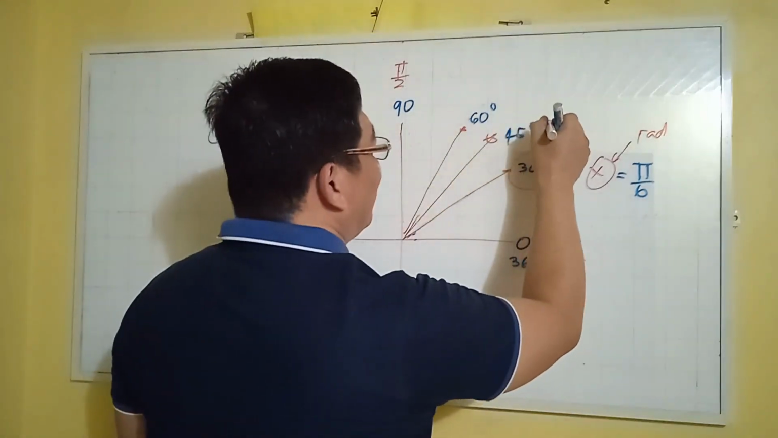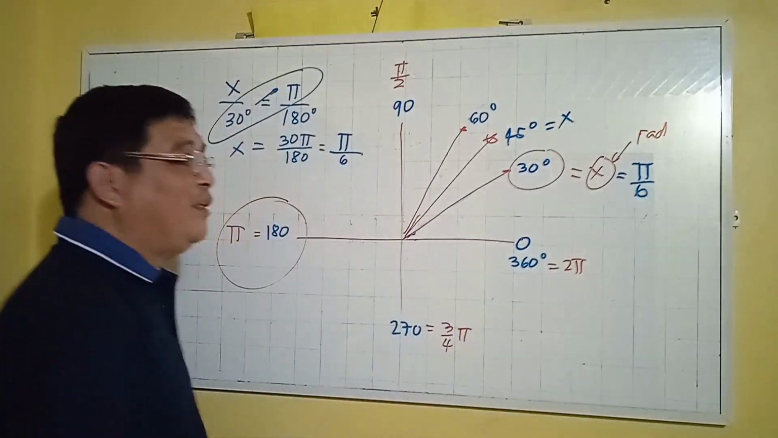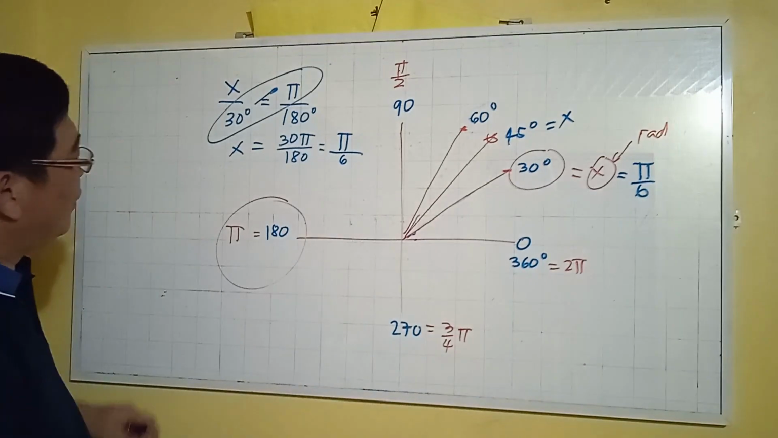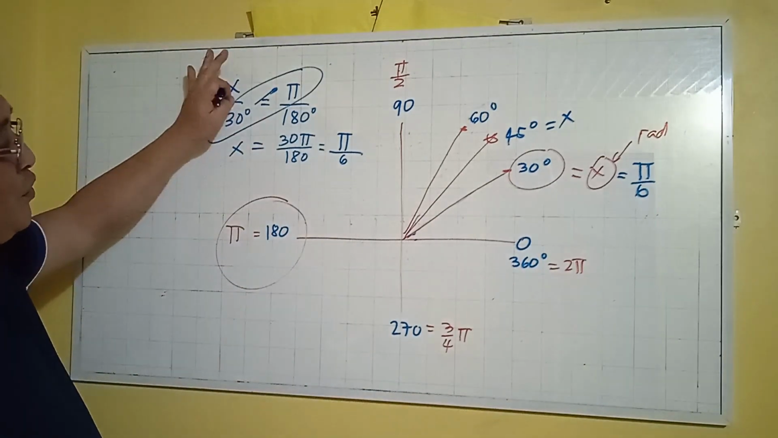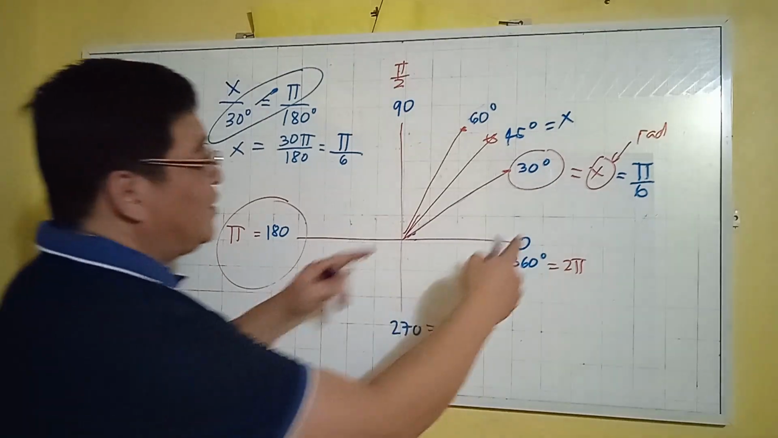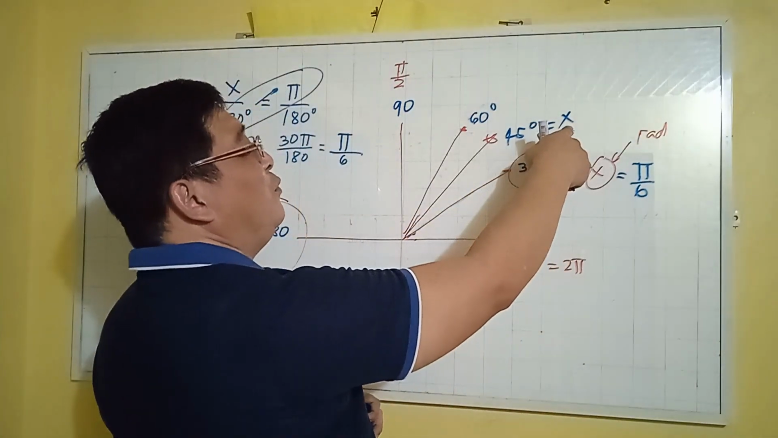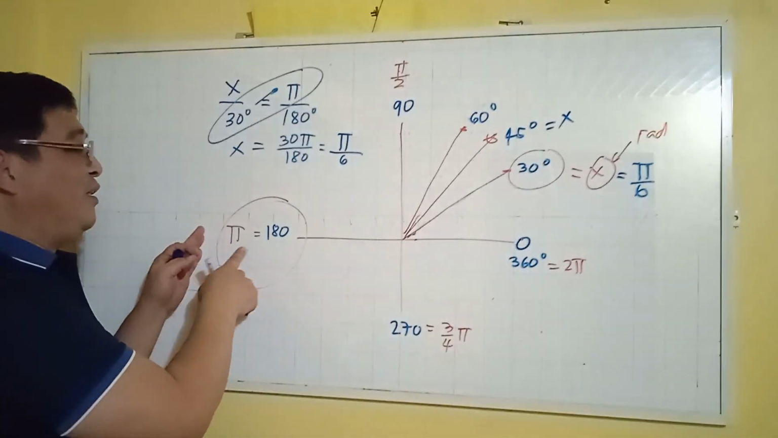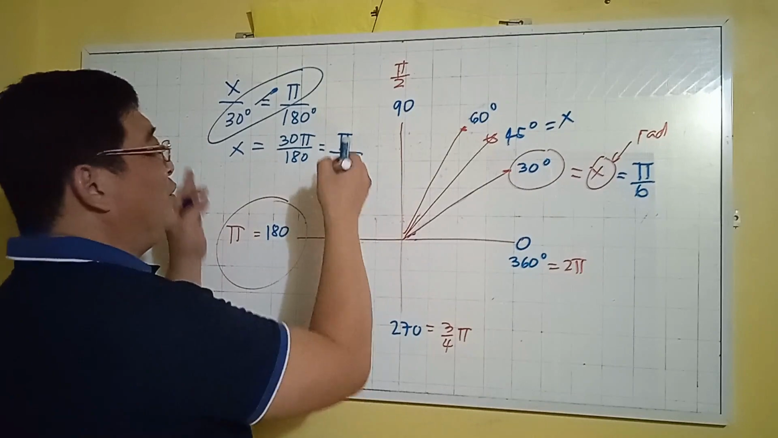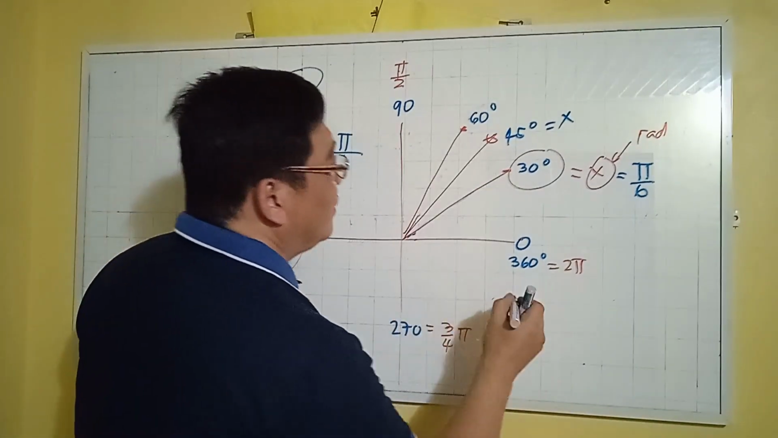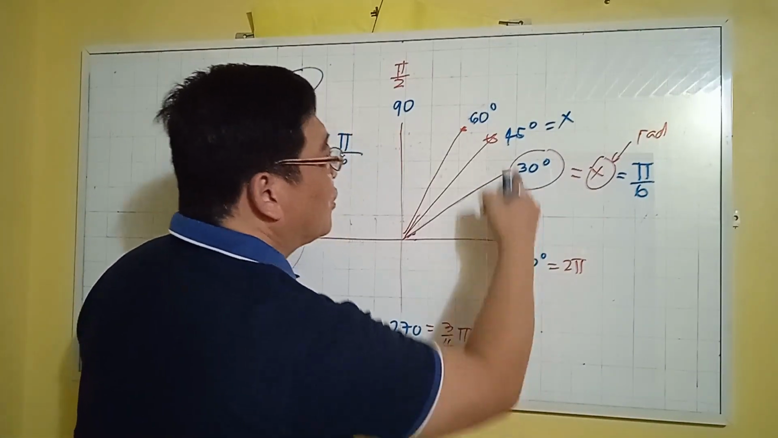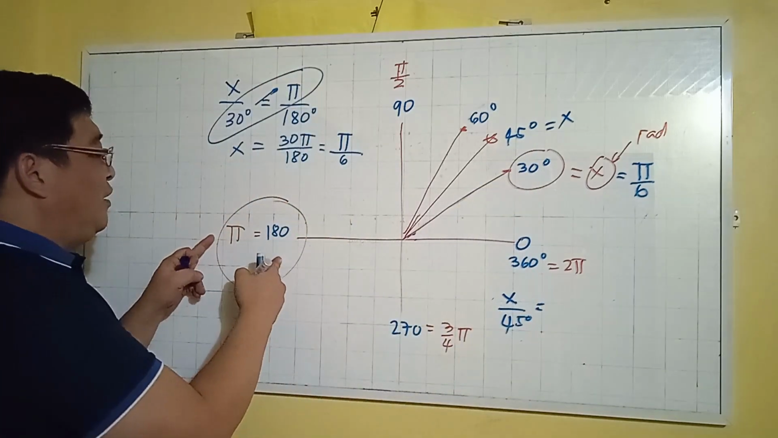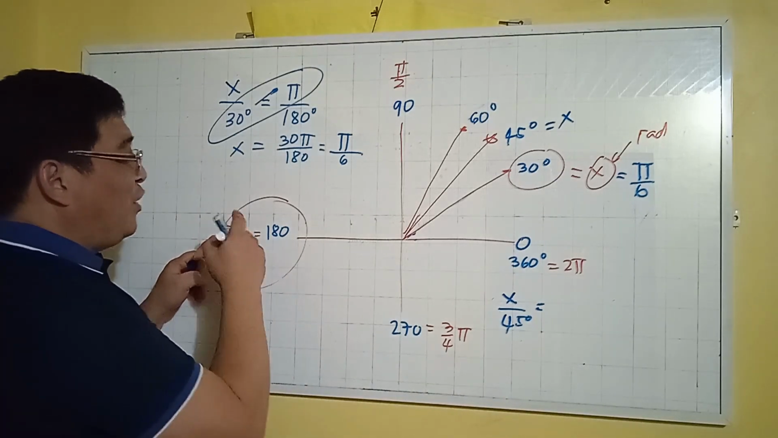How about this one, 45 degrees? Hanapin natin yung x, which is the pi. So, now, we're going to use again the ratio and proportion. We are going to look for the value of x in comparison to pi is equals to 180. Now, ganun din ulit gagawin natin. What is the ratio of x over 45 degrees? And this one, the ratio of pi over 180.